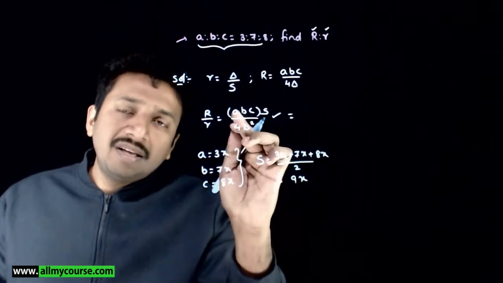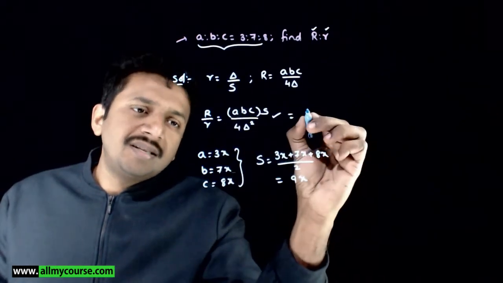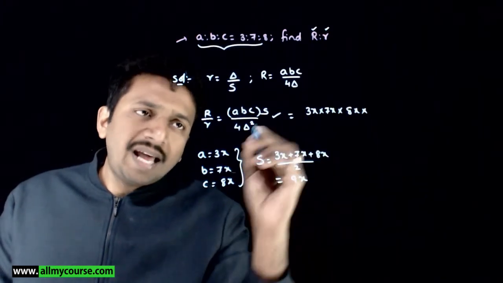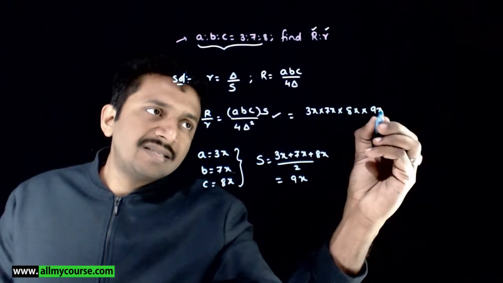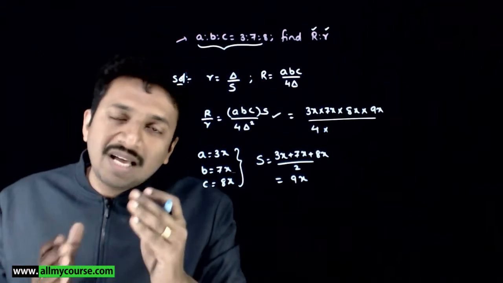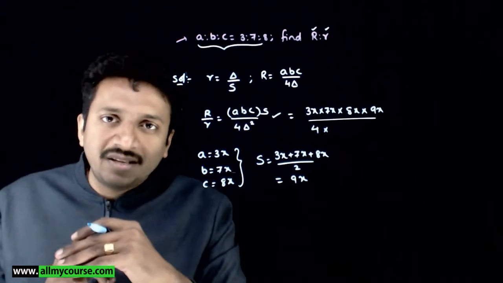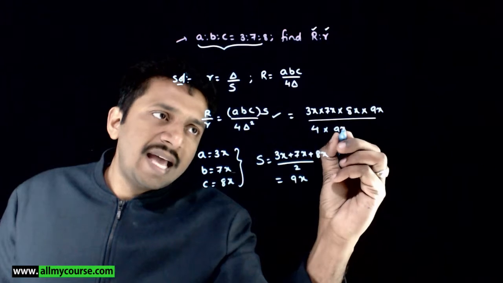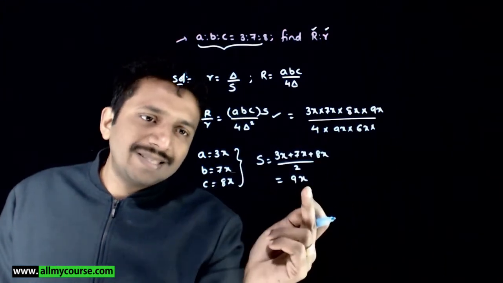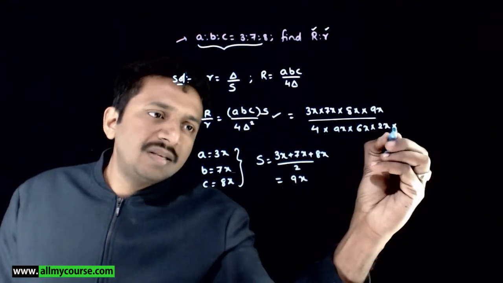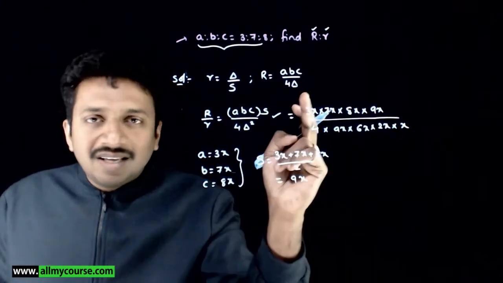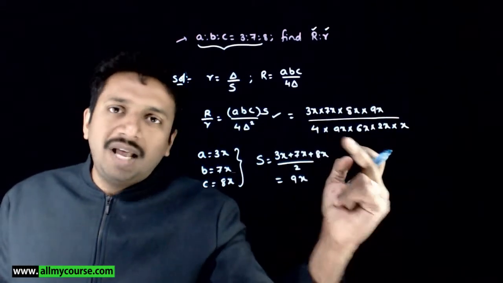So we have ABC, that is 3x into 7x into 8x times S, which is 9x, divided by 4 times delta square, which is nothing but S times S minus A times S minus B times S minus C. So S is 9x, S minus A is 6x, S minus B is 2x, and S minus C is x. So this is ABC into S by 4 times delta square.